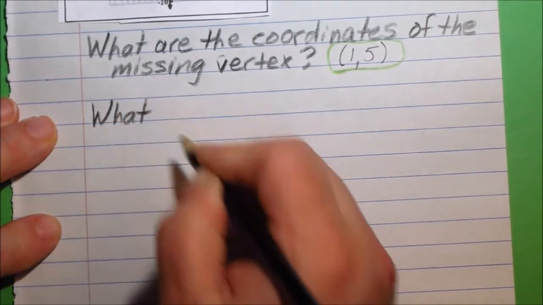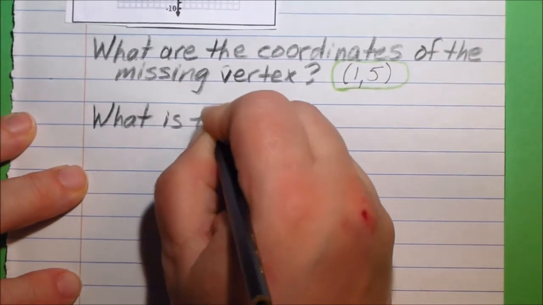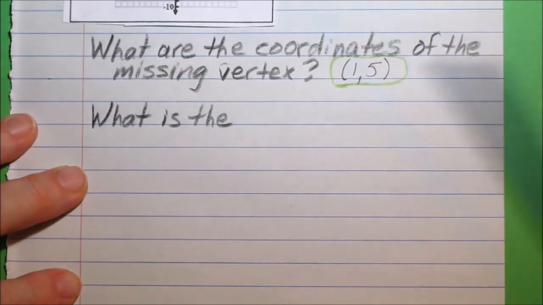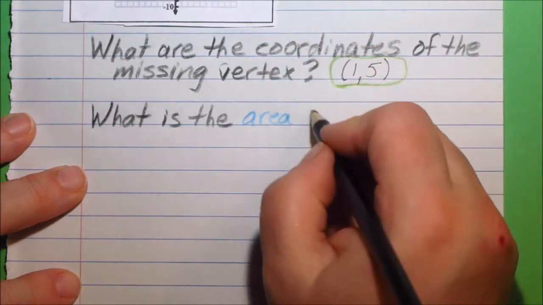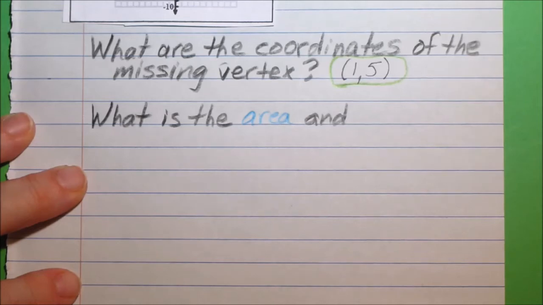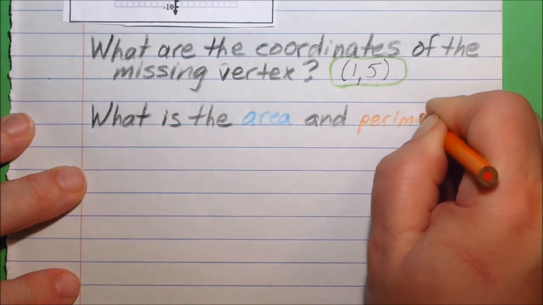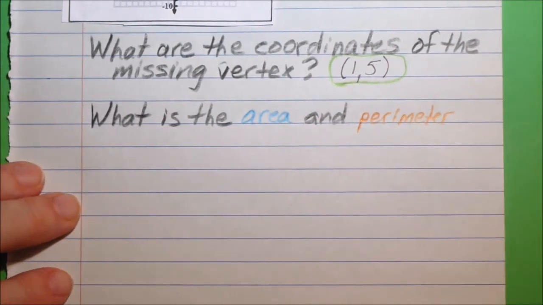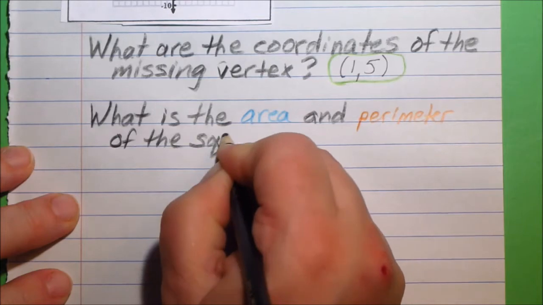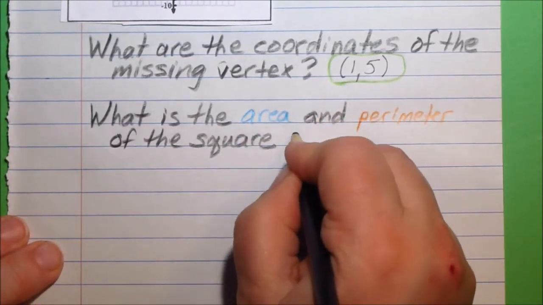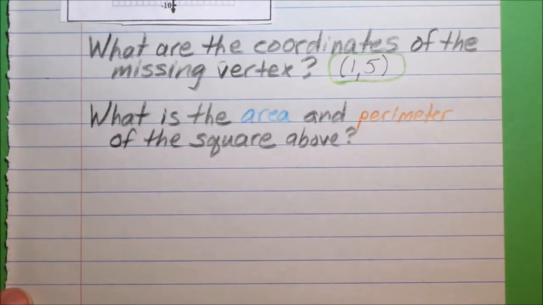What is the area and perimeter of the square above? What is the area and perimeter of the square above?